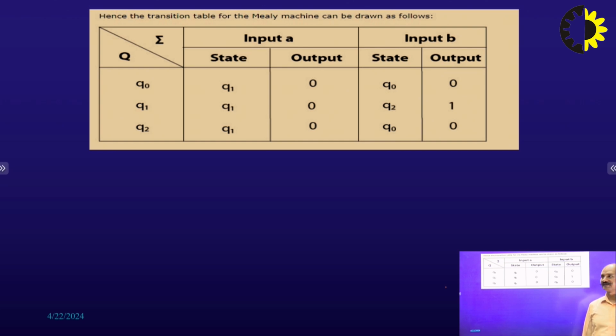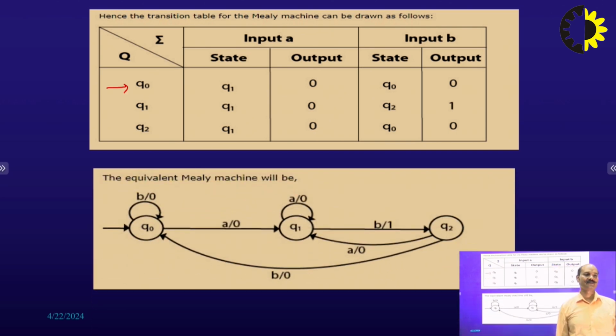So in the Mealy machine diagram, Q0 is the initial state, and there are 3 states, Q0, Q1, Q2. There are 2 input symbols, A and B. So all states have the transition function over A and B. It produces some output in terms of input slash output. So we match here that Q0 for input A goes to Q1 with output 0. And similarly, you can easily draw the rest.